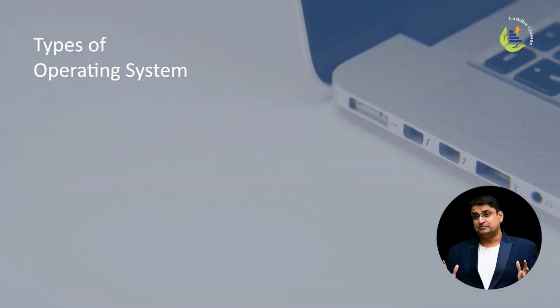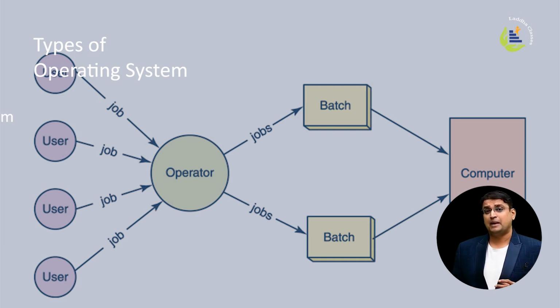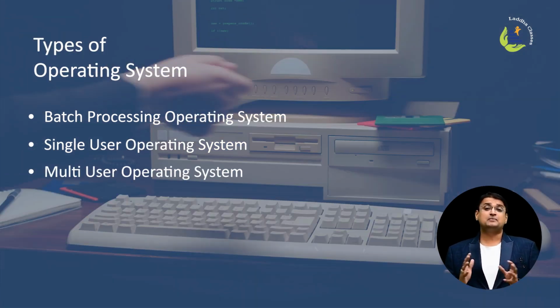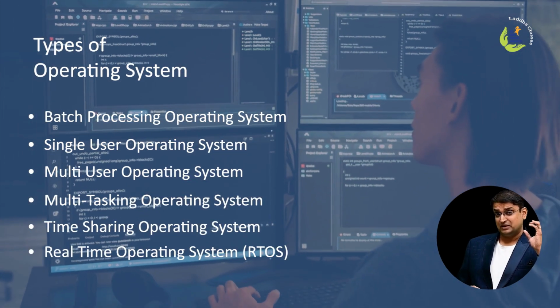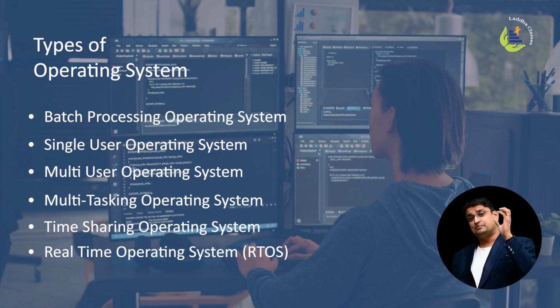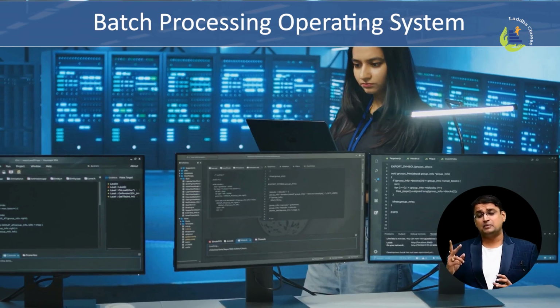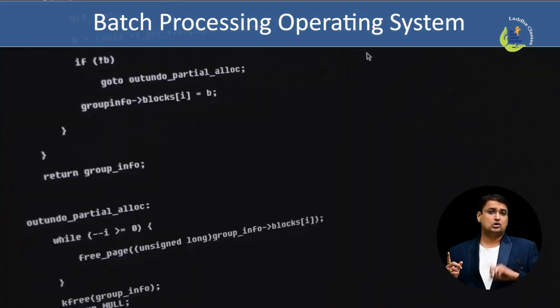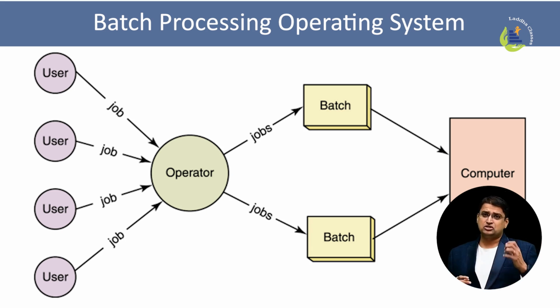Types of operating system. Types of operating systems are as follows: batch processing OS, single user OS, multi-user OS, multitasking OS, time sharing OS, real-time operating system, RTOS. Batch processing operating system. In this operating system, a number of jobs are put together and executed as a group. This operating system is responsible for scheduling the jobs according to priority and the resource required.